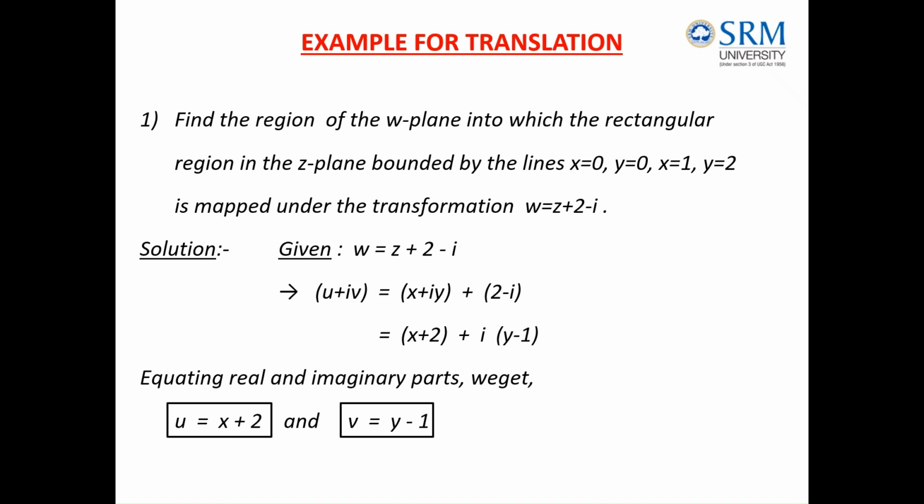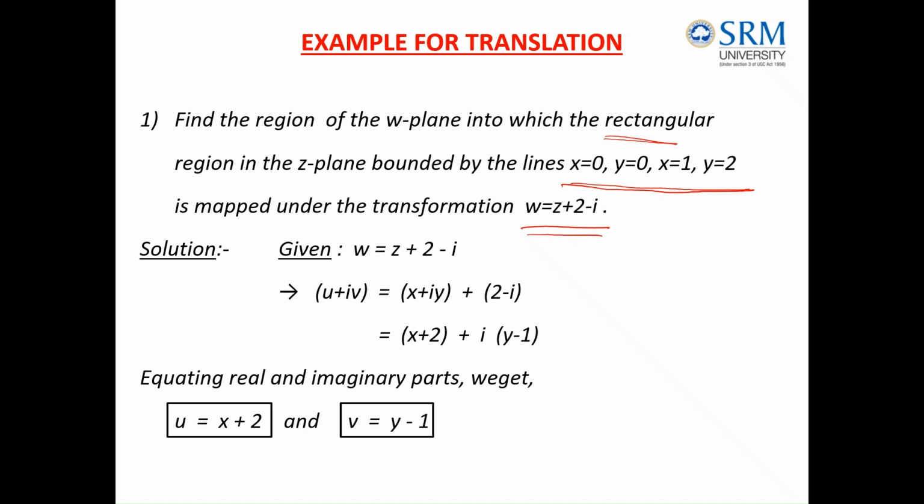Consider the first example. We need to find the region of the W plane into which the rectangular region in the Z plane bounded by x equal to 0, y equal to 0, x equal to 1 and y equal to 2 is mapped. This is the rectangular region. And we need to find the image of this under the transformation W equal to Z plus 2 minus i. The transformation is given.